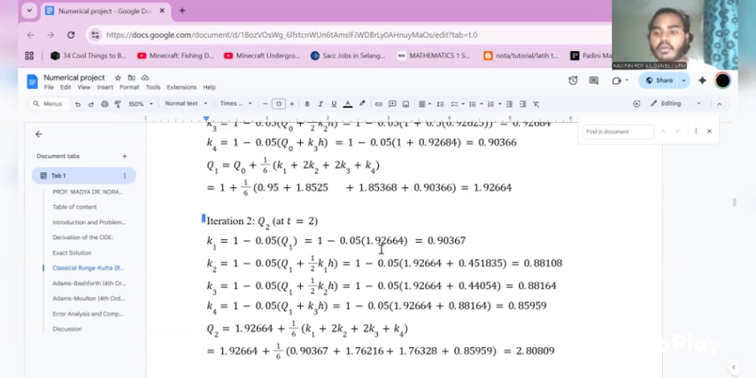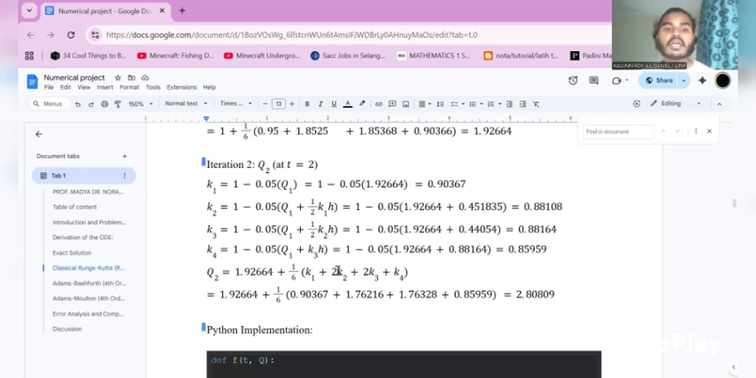We use that to find K1, and we can notice that we're on the right track because K1 for iteration 2 is very similar to K4 for iteration 1. So we know it's continuing the curve, or trajectory, of the iteration. We keep this pattern going by finding K3 as well as K4, and then we combine all of them to find Q2, the second iteration total, and we arrive at 2.80809 kg.